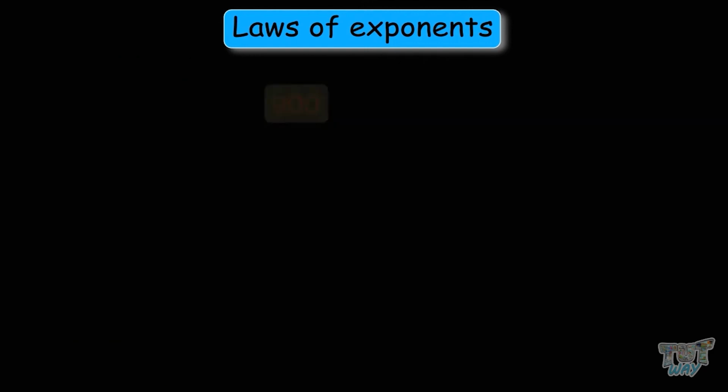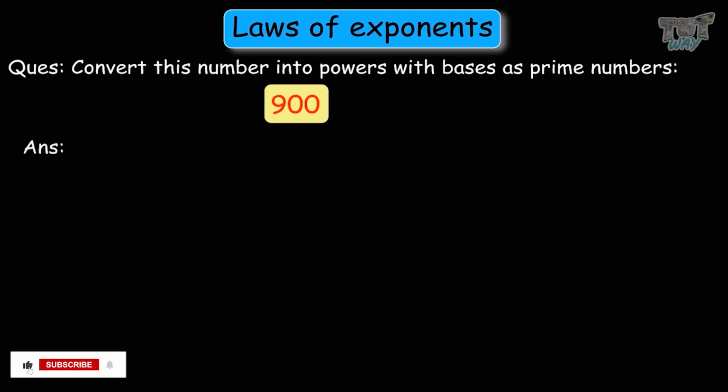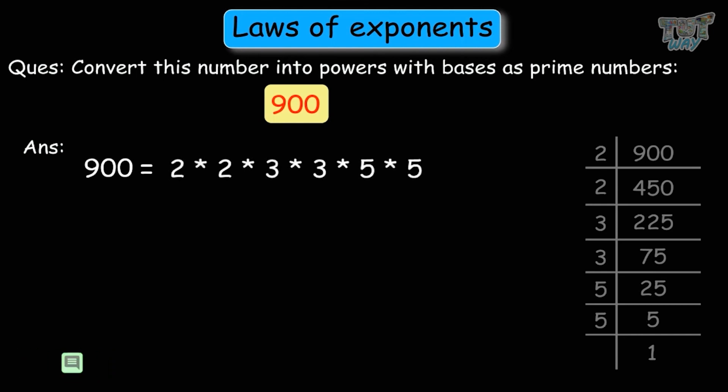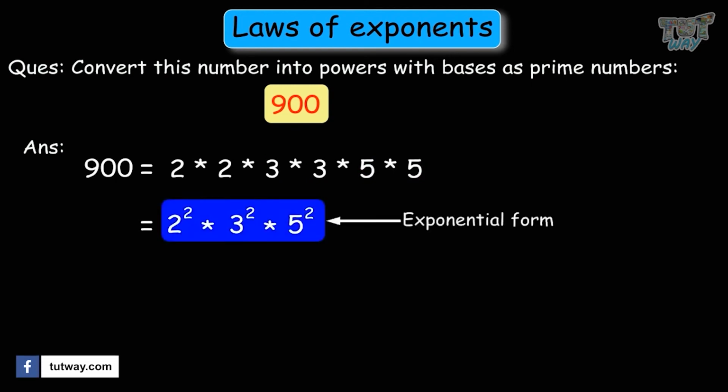Here is our next question. We have to convert this number, 900, into powers with bases as prime numbers. So let's first do prime factorization of the number. 900 can be prime factorized, and we will get 2 times 2 times 3 times 3 times 5 times 5. That is 2 multiplied by itself 2 times, so this becomes 2 to the power of 2. Then 3 times 3 becomes 3 to the power of 2. And finally, 5 multiplied by itself is 5 to the power of 2. So this is the exponential form of 900 with powers having bases as prime numbers.